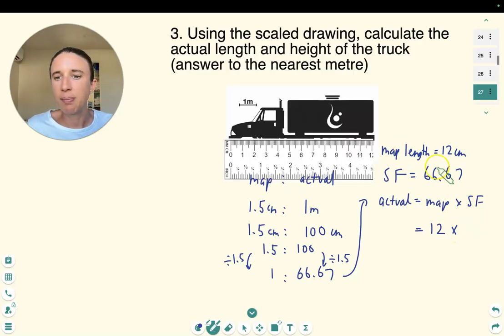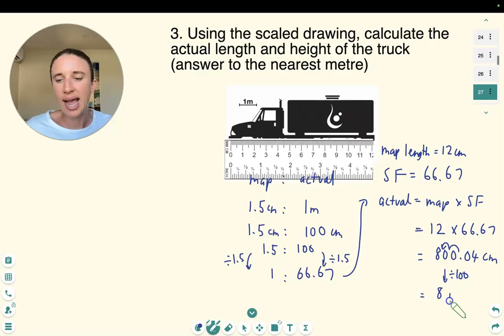And you're timesing that by the scale factor. 12 times 66.67, 800.04. In our units, we plugged in centimeters, we should get out centimeters. But in real life, we tend to answer in meters, I think. So get that into meters by dividing by 100. And we've got 8 meters in real life.